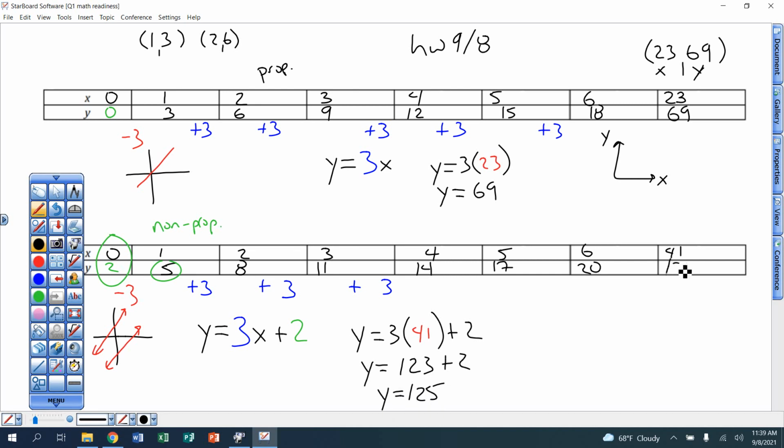Don't leave me hanging. And then know that these are all coordinates to plot: 0, 2; 1, 5; 2, 8; 3, 11. They all give you coordinates to plot. If you graph them, it's a straight line for these. All right, third word is cat. Cat. Good luck. See you tomorrow.